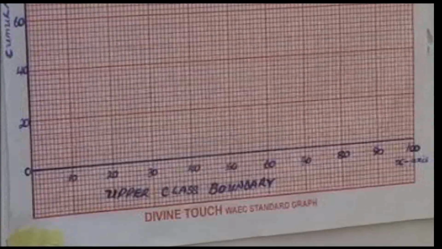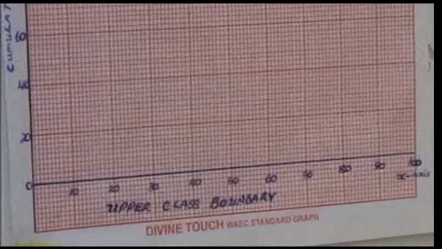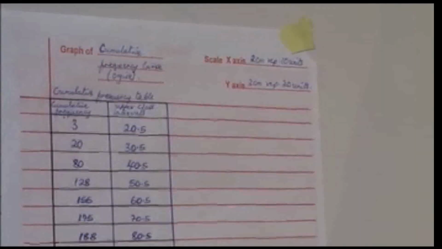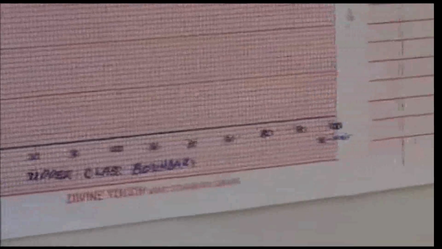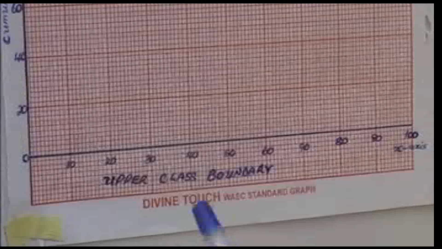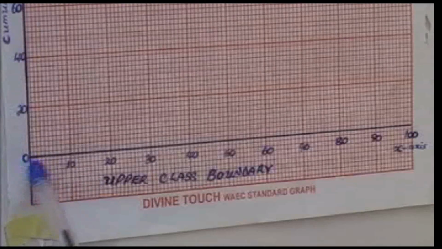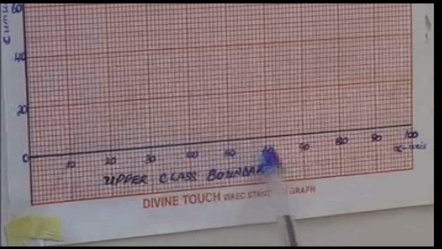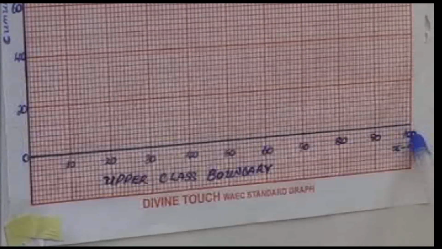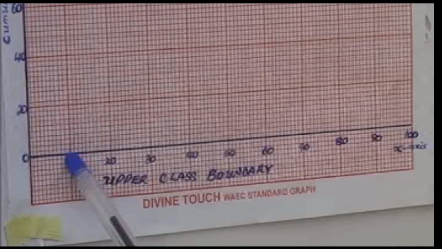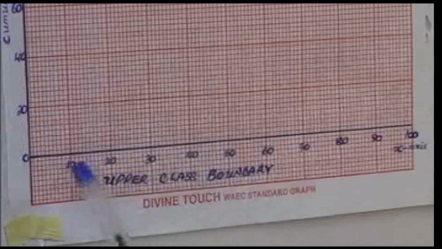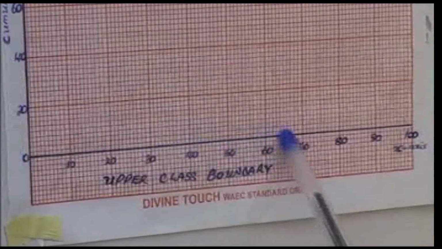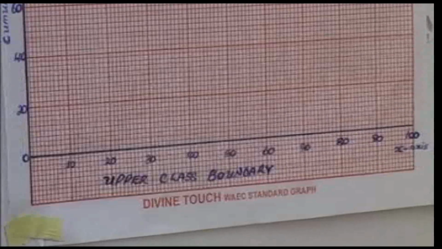You can see that I have calibrated the graph based on the scale that says 2 cm represent 10 units on the x-axis. The x-axis is this horizontal axis. This is 0, 10, 20, 30, 40 till we have 100. That is what it meant by 2 cm represents 10 units. And under it you have upper class boundary. So the values we have on the horizontal axis, the x-axis, are the upper class boundaries.